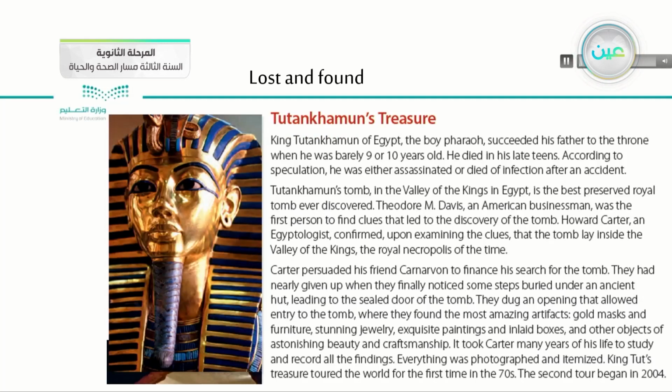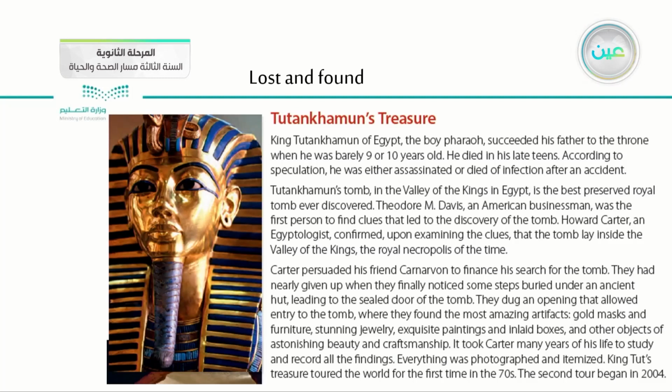Tutankhamun's treasure. King Tutankhamun of Egypt, the boy pharaoh, succeeded his father to the throne when he was barely 9 or 10 years old. He died in his late teens. According to speculation, he was either assassinated or died of infection after an accident. Tutankhamun's tomb in the Valley of the Kings in Egypt is the best preserved royal tomb ever discovered.